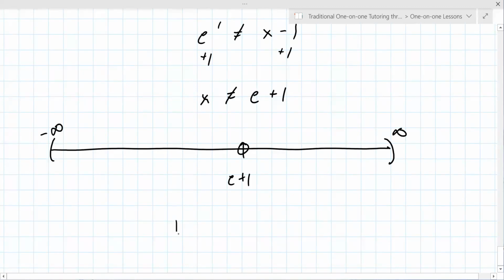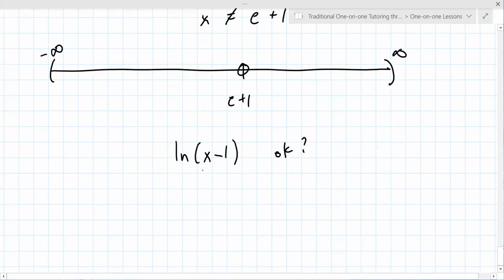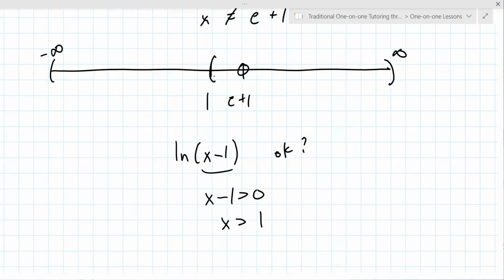We have to say, where is the natural log of x minus 1? Where is that okay? And that's where you set the inside part greater than 0. So you set x minus 1 greater than 0, x greater than 1. And that's where you're like, oh, well, there's 1. So it's everything to the right of that. Alrighty. So that's where you say, it's everything to the right of this.